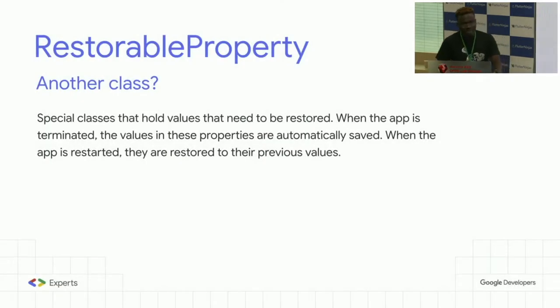All right, we've also got another class called restorable property. Typically, we have primitives like integers, doubles, num, strings, booleans, enums. For all these primitives, we also have restorable variants. That's why I said they are special classes that hold data that needs to be stored. Basically, anything that's a restorable property can be saved and can be restored. We'll see how to use them.